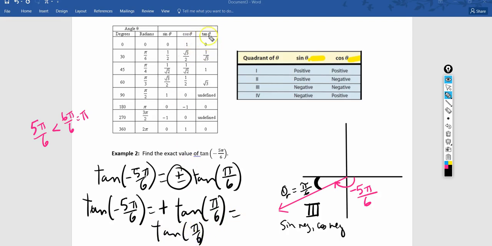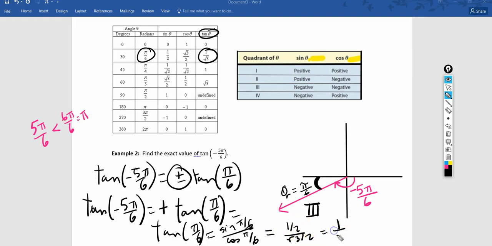And you can get it from this chart that has tangent out there. Or if you have one of the shorter charts, tangent of pi over 6 is sine of pi over 6 over cosine of pi over 6, which is going to be a half divided by root 3 over 2. And so the 2's cancel and you get 1 over root 3. Or from this chart, you get it directly. But the answer here is 1 over the square root of 3.